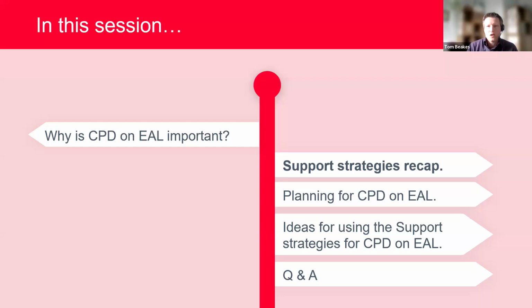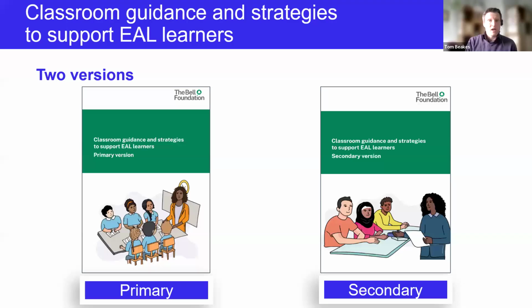I want to have a look first at our new support strategies document. So just a quick recap on what the document looks like and how it's structured. Some of you may have attended our webinar on this last year that I think my colleague Sarah did. But if you didn't, I just want to point out the basic fact, which is there are two versions of these support strategy documents. Each has an identical structure and organization, but one is specific to primary and the other one is specific to secondary.